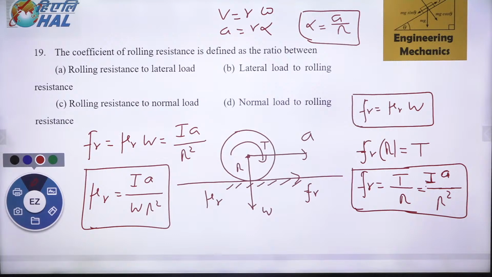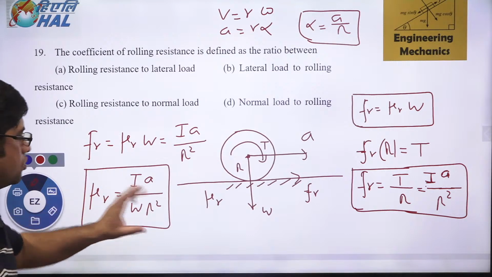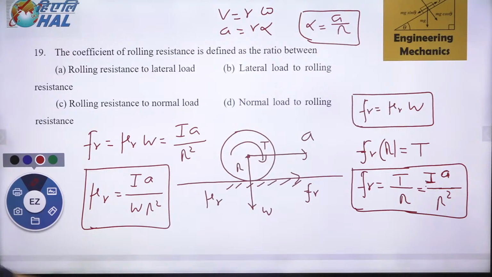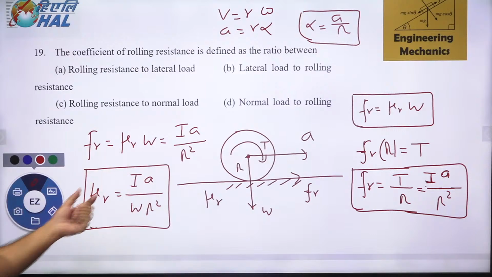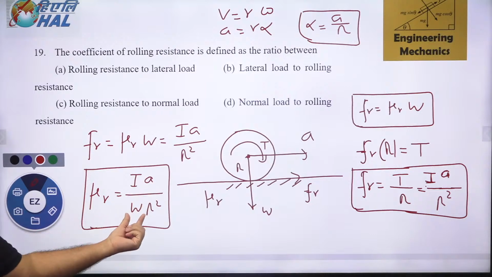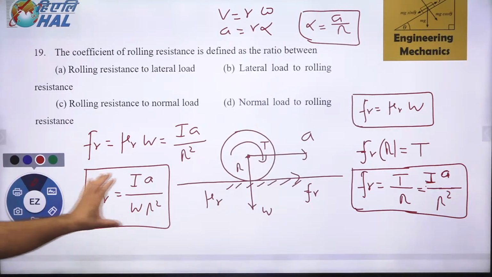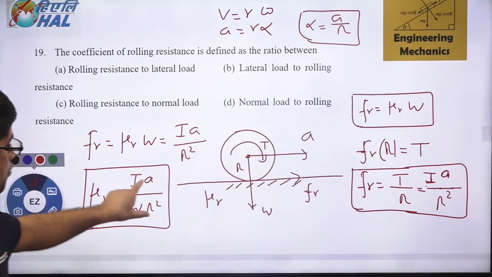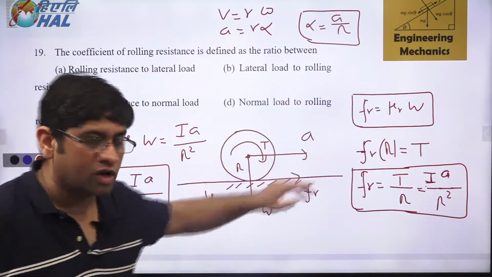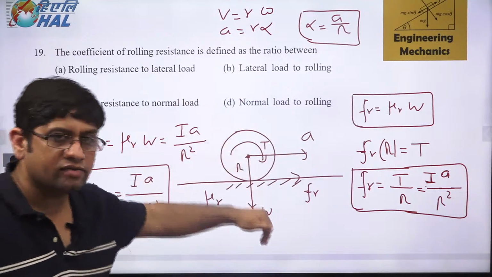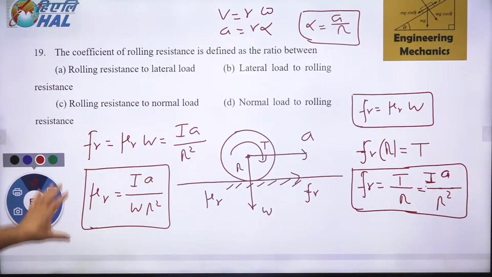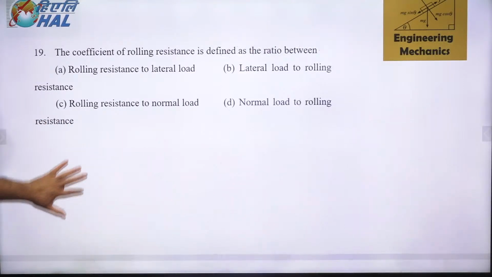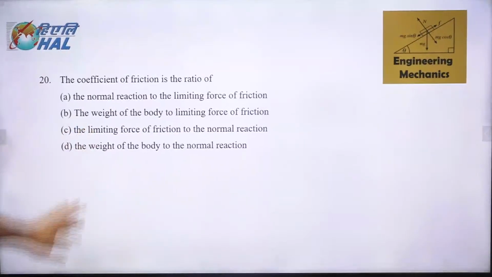Right? So this is A into I divided by W R square. Remember, this formula is an important formula. Coefficient of rolling friction is equal to moment of inertia into acceleration over W R square. What is I? Moment of inertia of the roller. What is A? A is the acceleration of the roller. What is W? W is the weight of the roller, and R is the radius of the roller. So using this, you can calculate the coefficient of rolling friction. Remember this particular concept carefully.